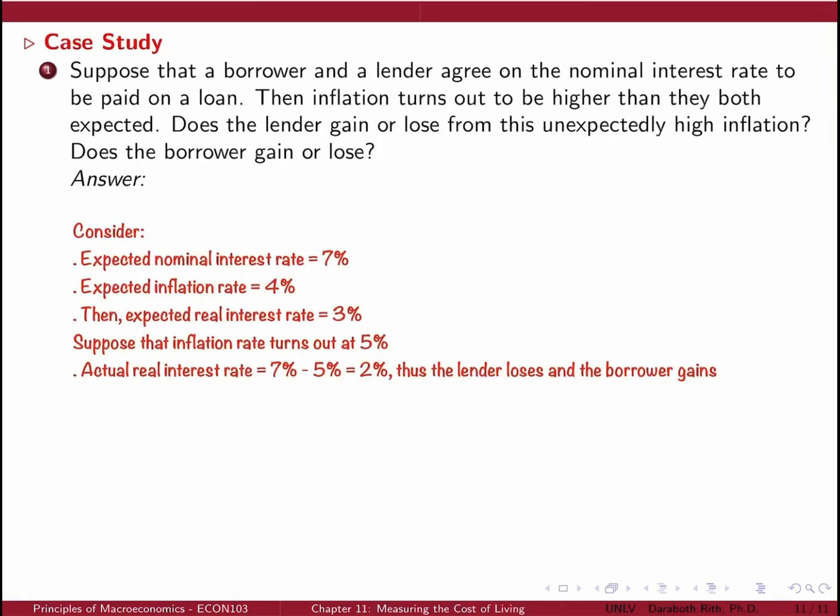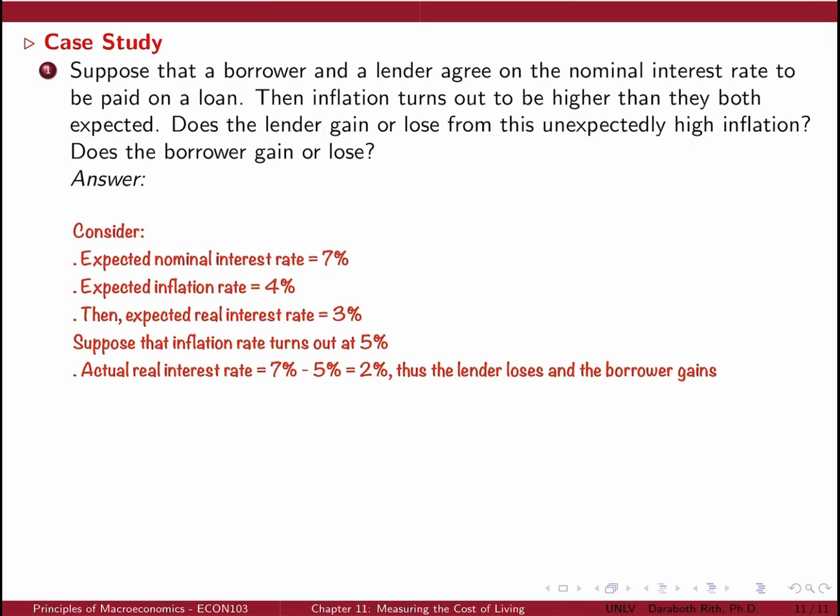Case study. Suppose that a borrower and a lender agree on the nominal interest rate to be paid on a loan. Then inflation turns out to be higher than they both expected. Does the lender gain or lose from this unexpectedly high inflation? Does the borrower gain or lose?